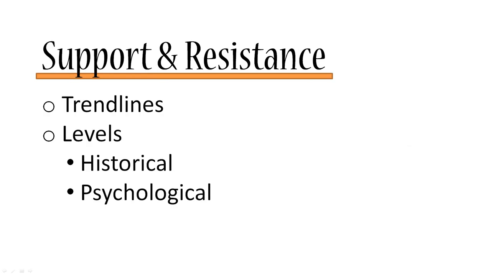So to sum up, there are 2 main types of support and resistance lines. These are trend lines, which are diagonal, and these are levels, which are horizontal. And there are 2 types of support and resistance levels: historical levels and psychological levels. And all of them act as barriers for the price. And when the price gets to them, it either bounces off, or we see an impulse when the price crosses these levels.